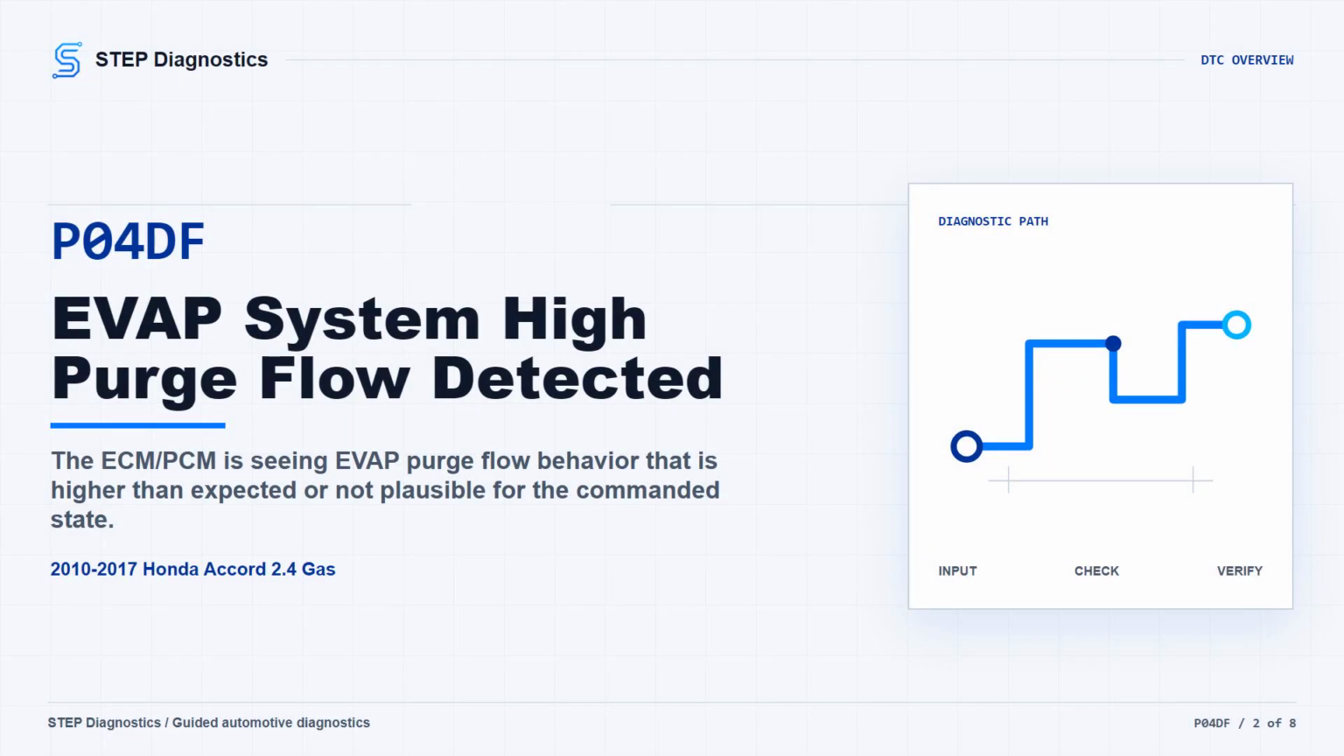present. The fault area may involve EVAP purge control, vent control, FTP sensor feedback, wiring or connector issues, or an intermittent condition. Start with the basic system checks, and if another code prevents this EVAP test from completing, check what that code means first before chasing P04DF.